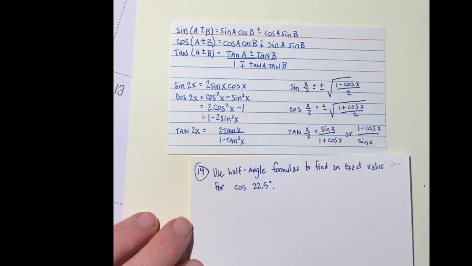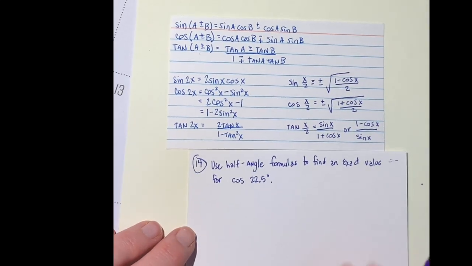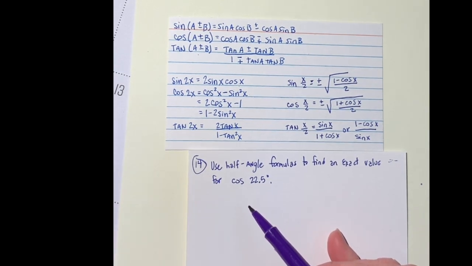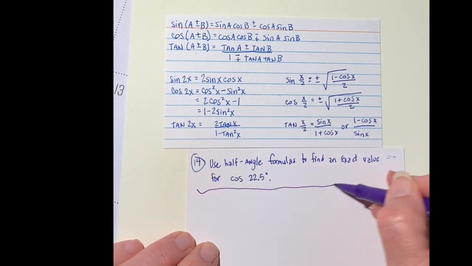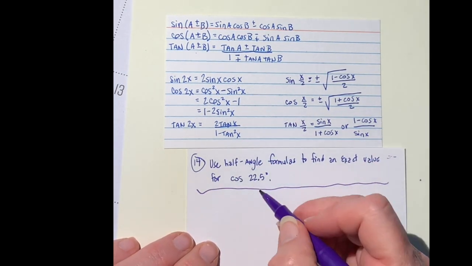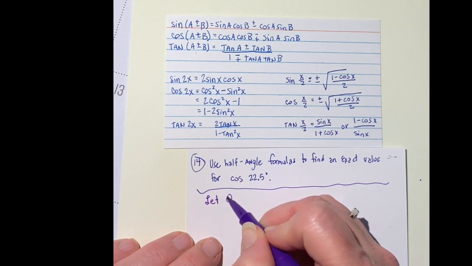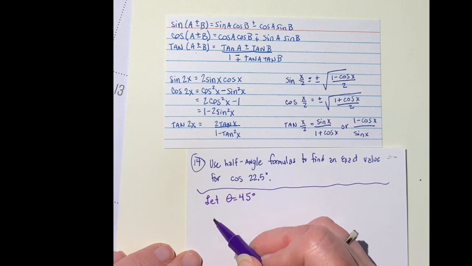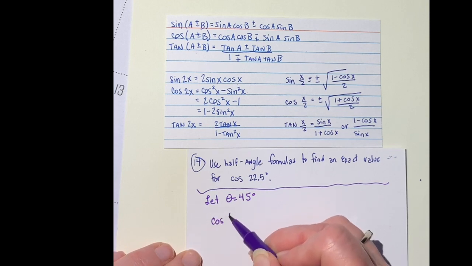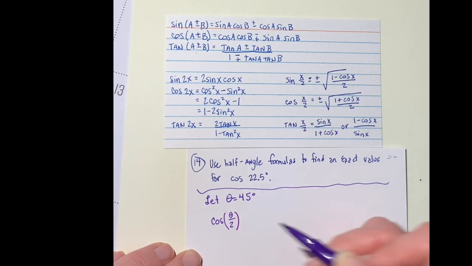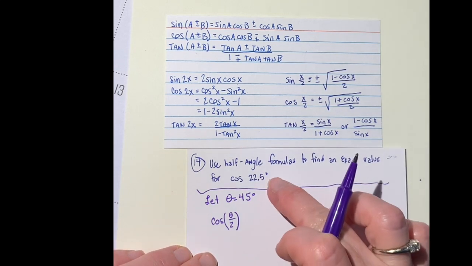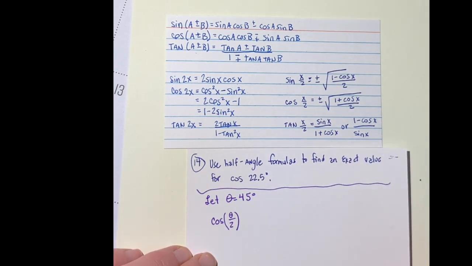Okay. All right, number 14 says use the half angle formula to find an exact value for the cosine of 22.5 degrees. Okay, so what I'm going to do using the half angles is I am going to let theta be 45 degrees. And so when I go to do the cosine of theta over 2, that angle is going to be 22.5 degrees, because 45 divided by 2 is 22.5 degrees. 22.5 is half of the angle theta, 45.